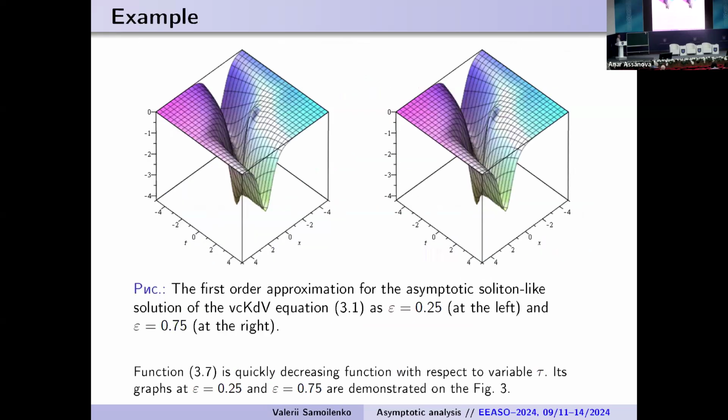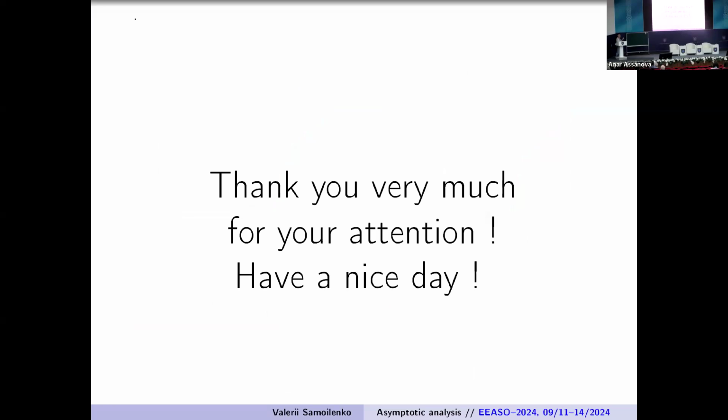In this case, we also construct some graphs for the same value of the small parameter, and you have some more deformation of this soliton solution, but this soliton solution is global, so it is defined for all x and t, for all values of the space and time variables. So that's all. Thank you very much.